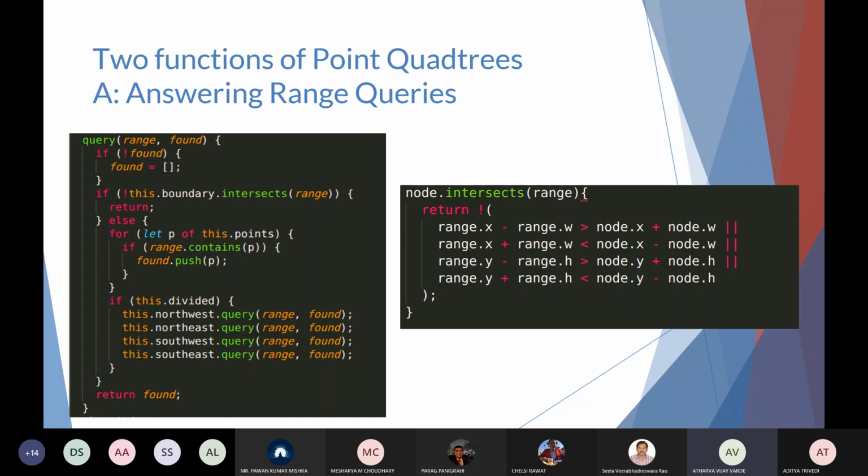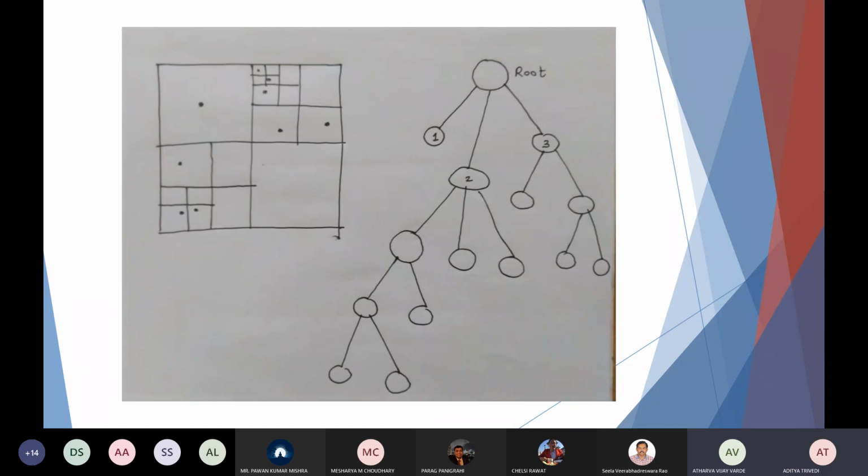If you can go ahead, Aditya. Where? Yeah, the diagram. Yeah, yeah.